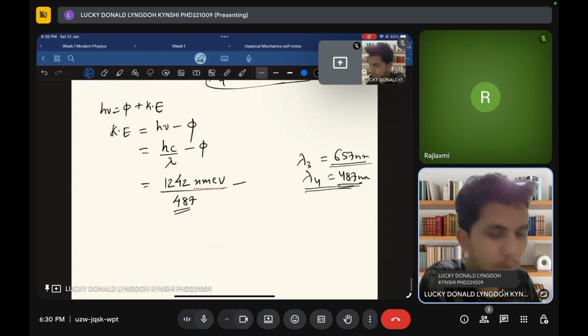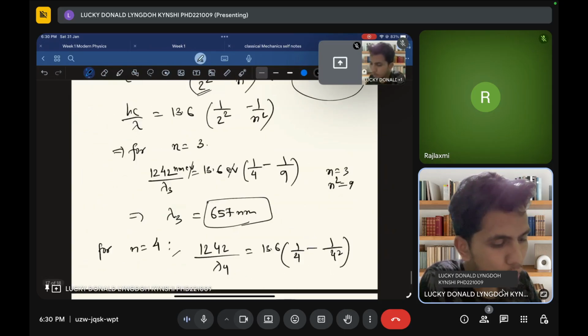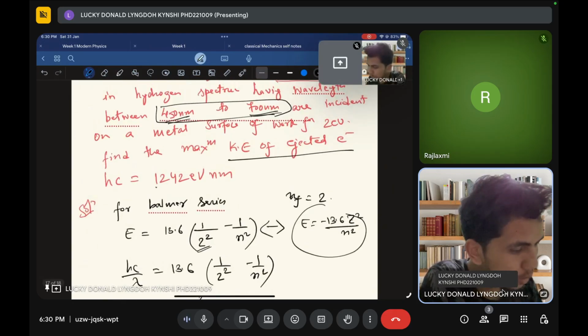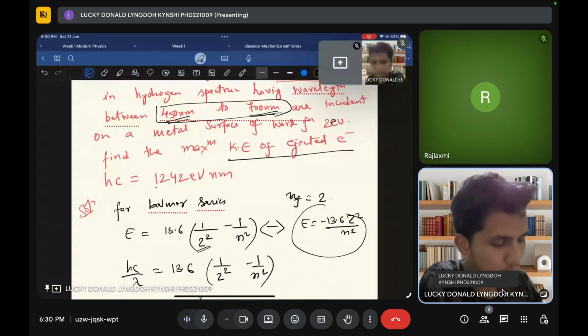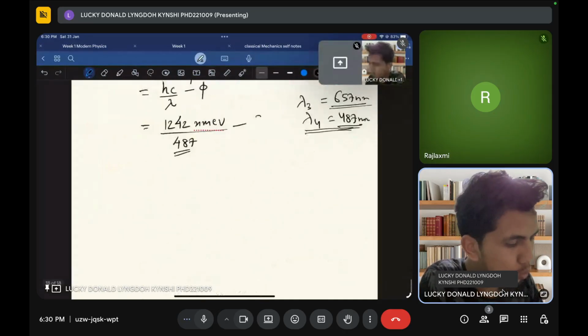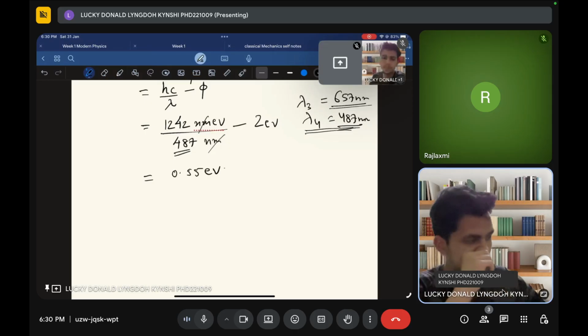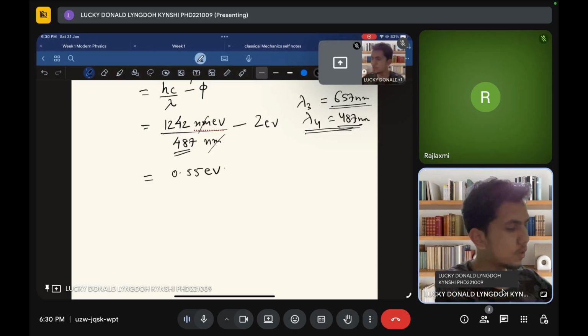So minus phi, the work function, is given to you to be 2 electron volt. So minus 2 electron volt. The nanometer and nanometer will get cancelled here, so you will get 0.55 electron volt. Okay, so this is your maximum kinetic energy. So this third question of your problems is done.